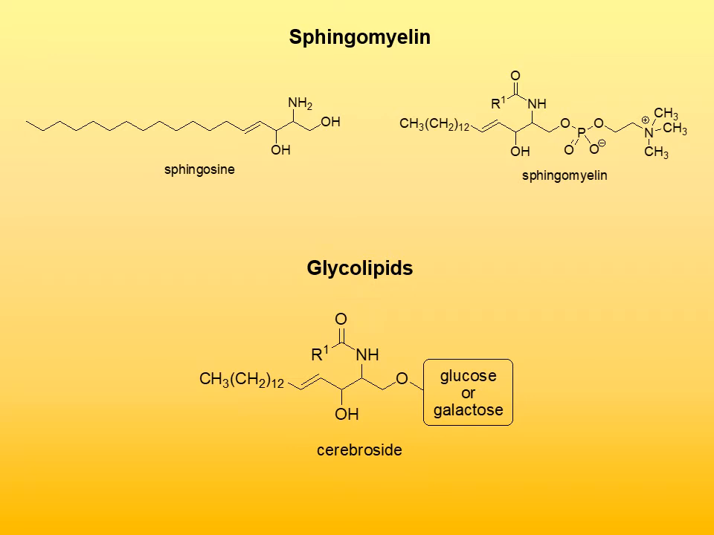Glycolipids contain a carbohydrate bonded to a lipid. They are derived from sphingosine and contain a monosaccharide bonded to the primary hydroxyl group. In cerebroside, the carbohydrate is glucose or galactose. Glycolipids are always oriented so that the carbohydrate residue is on the extracellular side of the membrane.